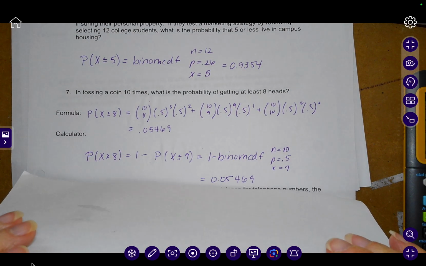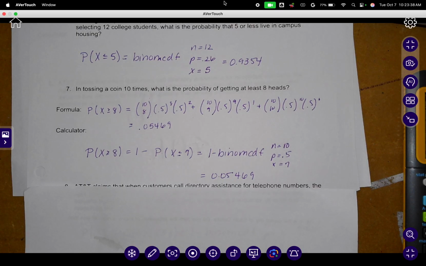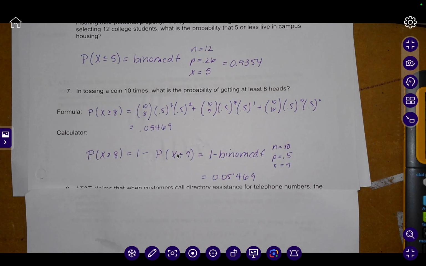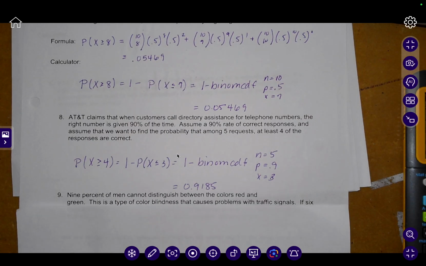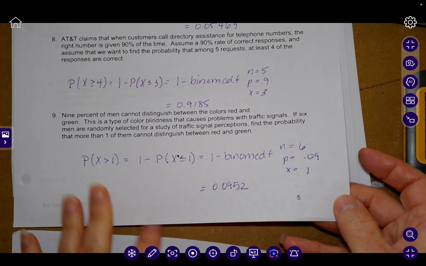All right, so now you would try 8 and 9. This is what you should have gotten for 8. That's what you should have gotten for 9.